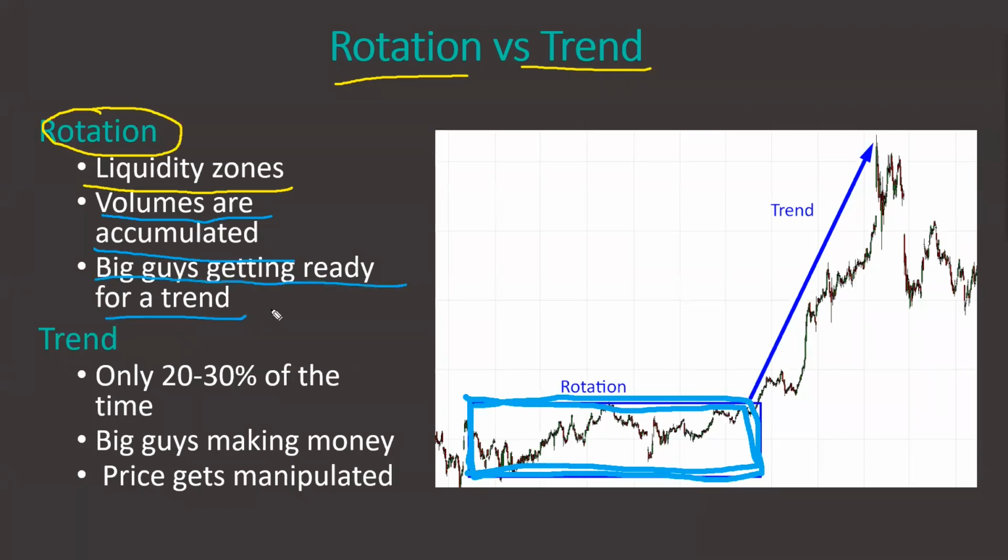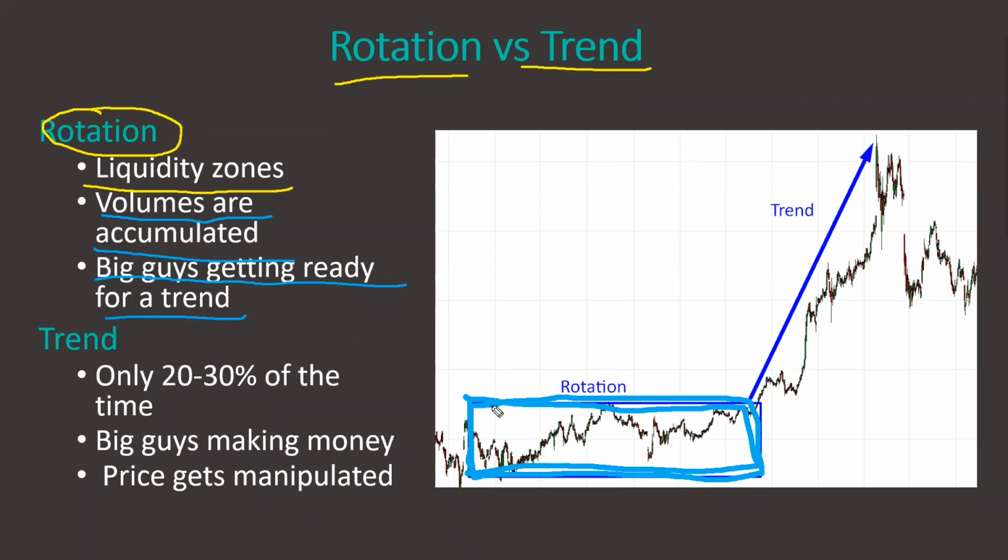Big guys are getting ready for a trend. And that's why rotation is super important. And rotation is quite common. If you look at charts, I would say, very roughly, that markets are in a rotation roughly 70% of the time. It depends on the market, but generally speaking, 70%.